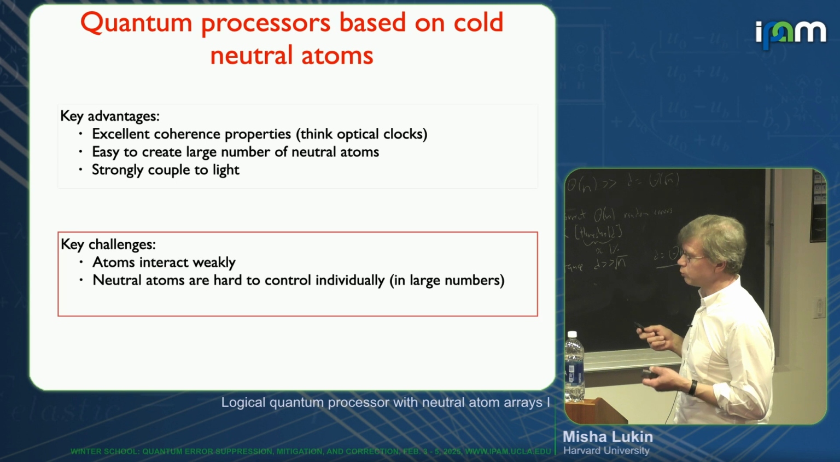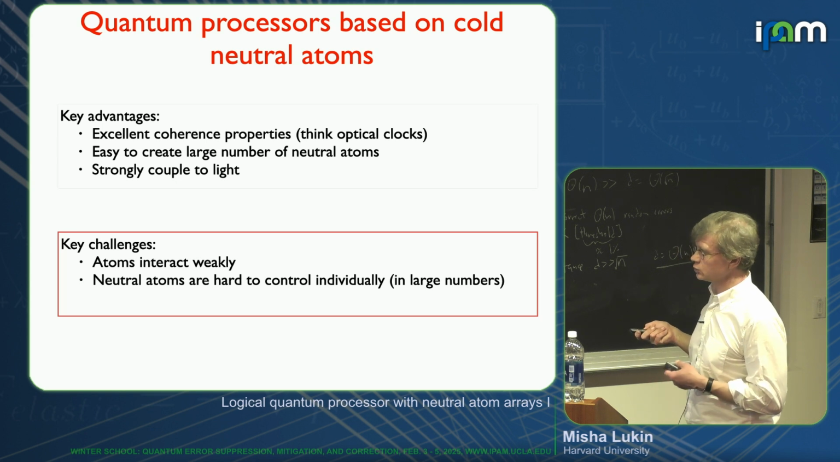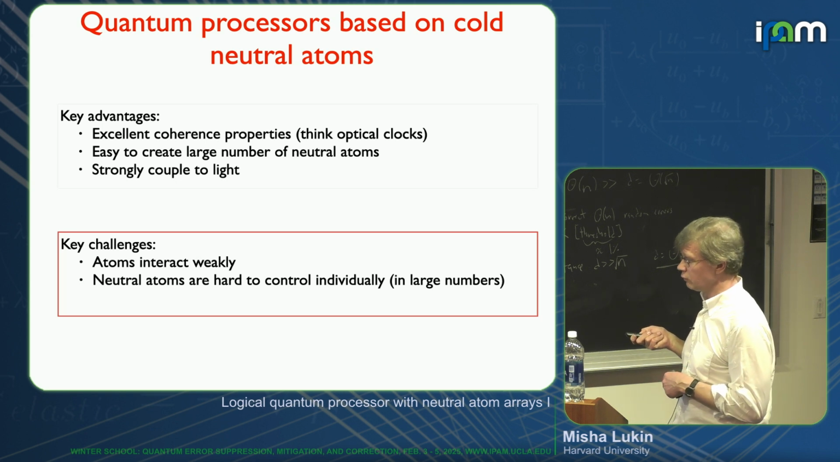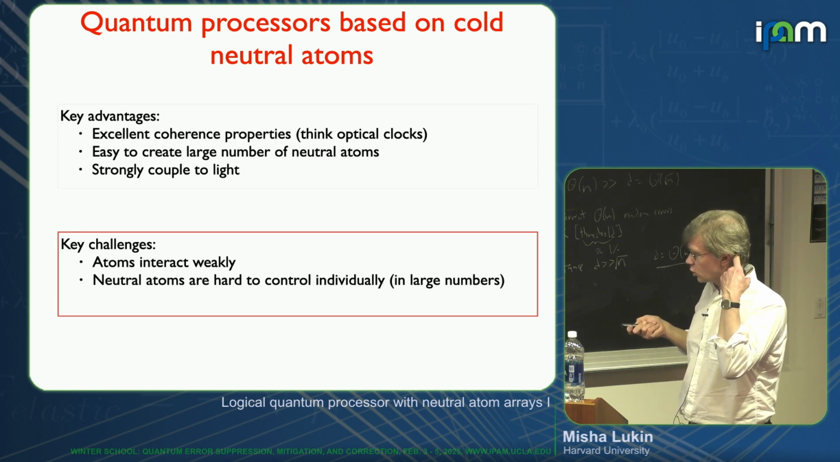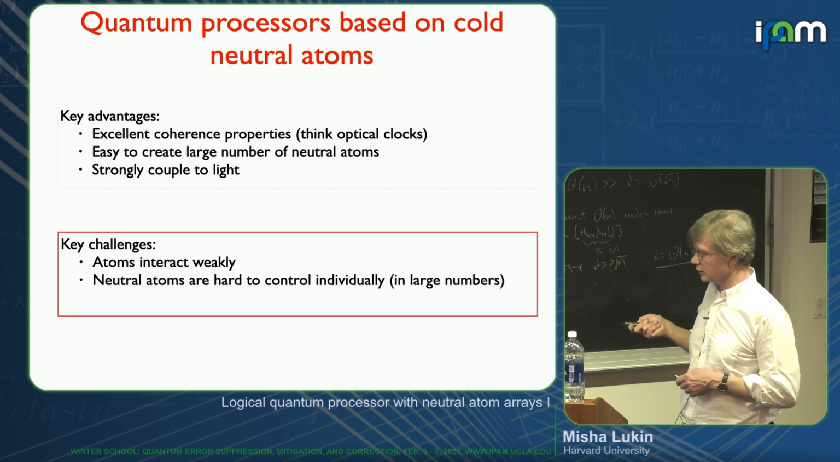But at the same time, there are also problems. First off, atoms, at least in the gaseous phase, interact only very weakly with each other. And also, neutral atoms, at least historically, have been hard to control individually in large numbers.